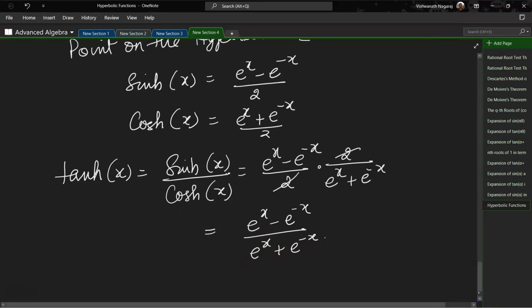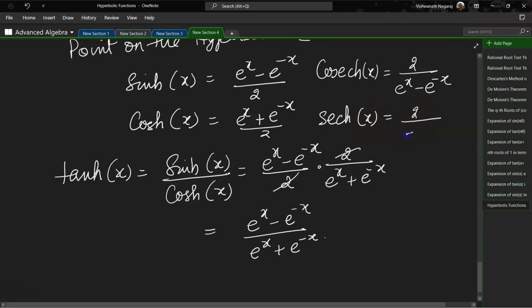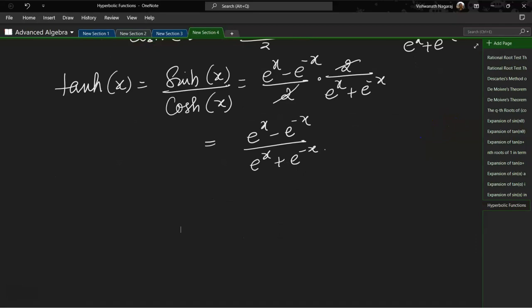Okay, if hyperbolic sine of x is this, then cosec hyperbolic of x would be 1 by that, so that means reciprocal of sine hyperbolic. So this will be 2 by e to the power of x minus e to the power of minus x. Similarly, sech of x is equal to 2 by e to the power of x plus e to the power of minus x. Okay, so now let's look at some relationship between normal sine, cos and tan and the hyperbolic sine, cos and tan.